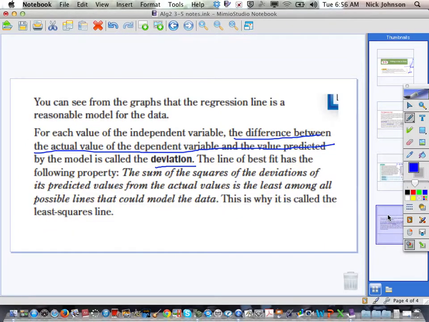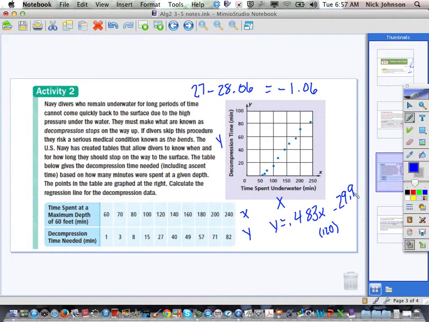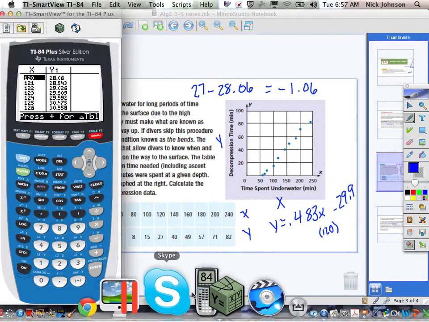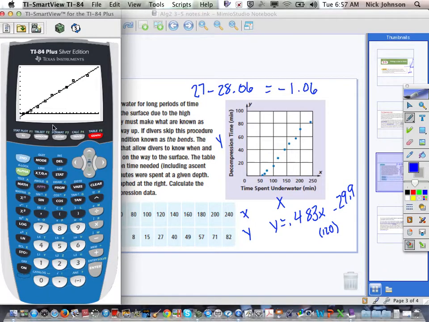The line of best fit has the following property: the sum of the squares of the deviations of its predicted values from the actual values is the least among all possible lines that could fit the model. This is why we call it the least squares line. Mathematically, it would be a long process if you had to do it by hand, but they came up with a line that used the least amount of distance from our predicted line to our actual points. And that is why it's called the least squares line.